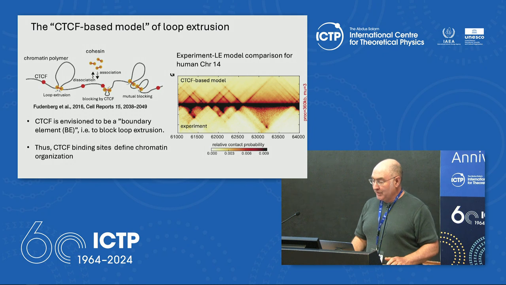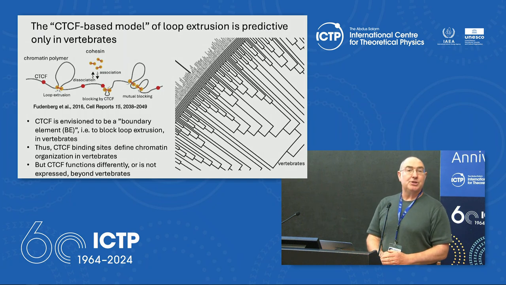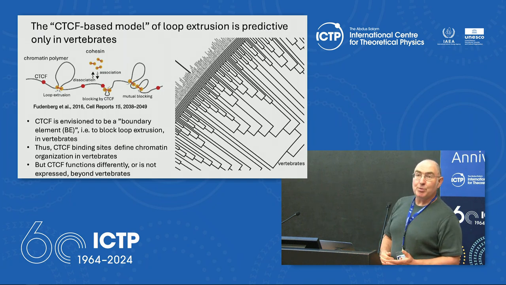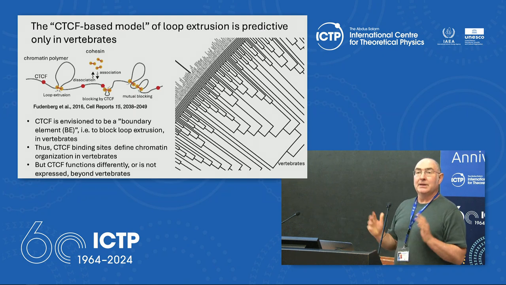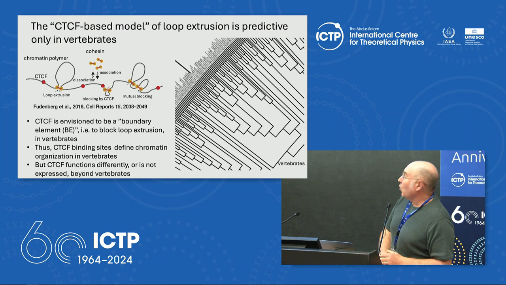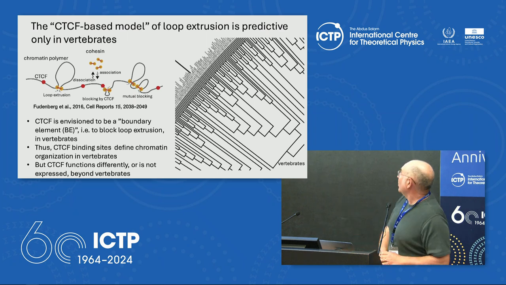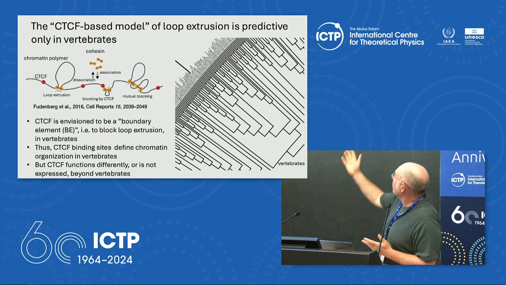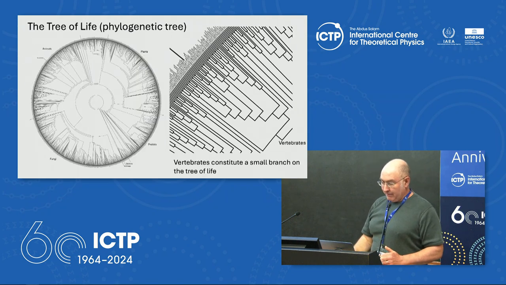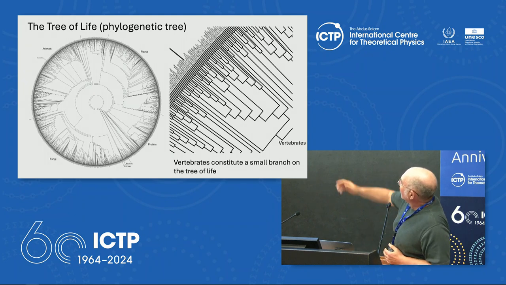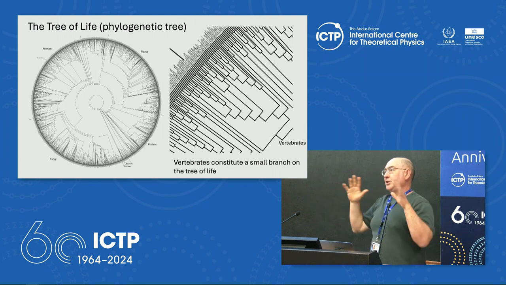But there's a big problem with this model, which is that the CTCF model is only predictive in vertebrates. Beyond vertebrates, either CTCF does not exist, there's no ortholog of CTCF in most of the tree of life, or CTCF behaves differently outside of vertebrates. So this is a little piece of the tree of life. You can see the vertebrate branch. If I show you the entire tree of life, vertebrates is just a little teeny twig over there.